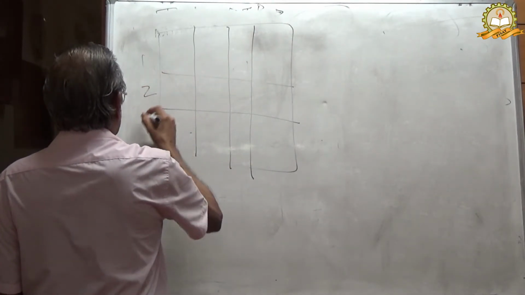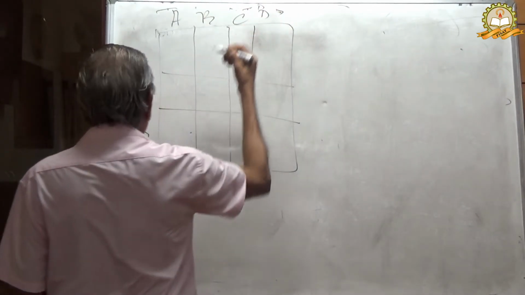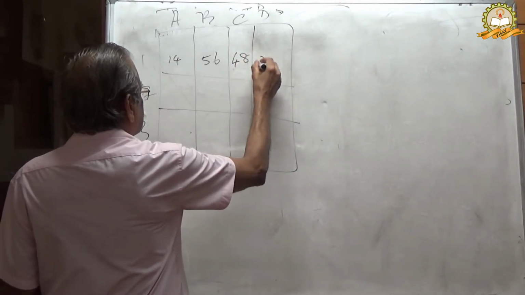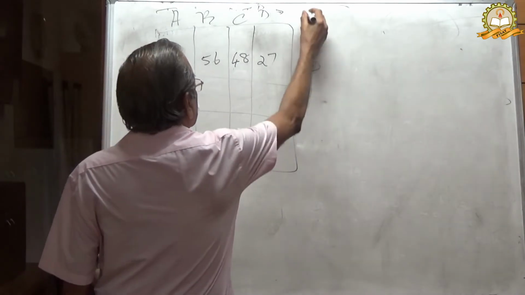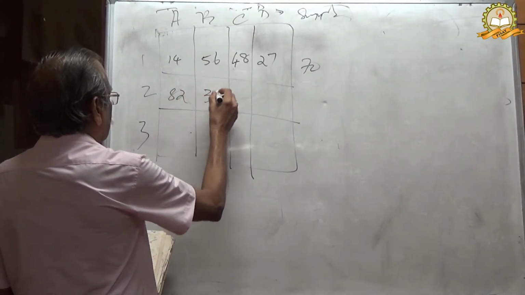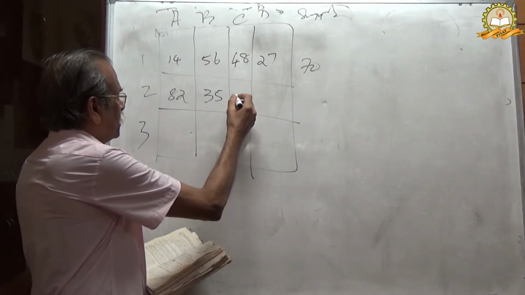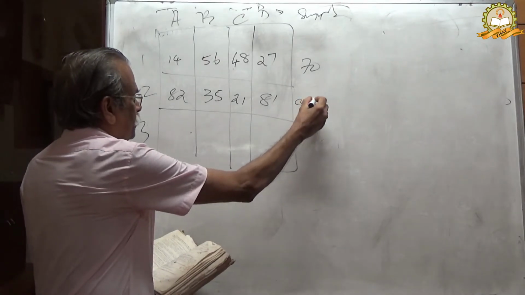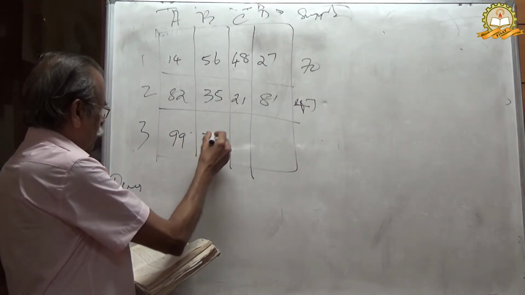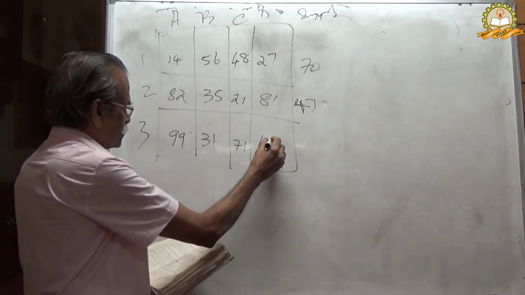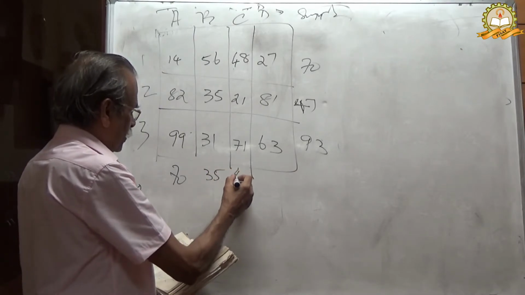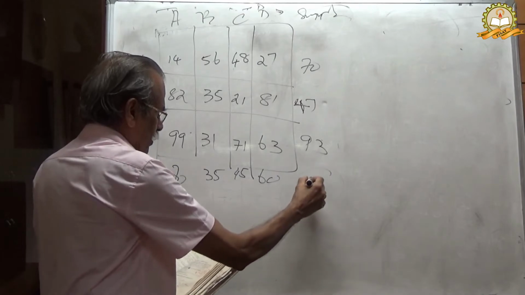You have 1, 2, 3 and A, B, C, D. 14, 56, 48, 27, supply 70, demand 82, 35, 21, 81, 47, then you have 99, 31, 71, 63, 93, 70, 35, 45, 60, total 210.